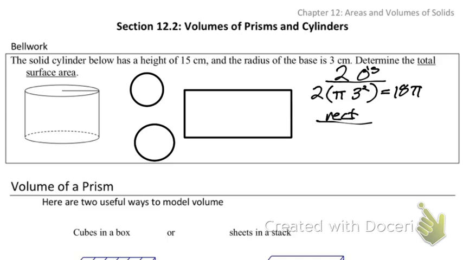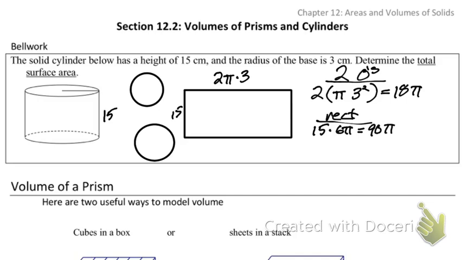The area of a rectangle is length times width. Well, it says the height is 15. So if the height of our object is 15, that means the height of our rectangle is also 15. Now the length of this is going to be the circumference of the circle. And the circumference is 2 pi r, where that r is actually that 3. So it's 2 times pi times 3, which is 6 pi. So our rectangle is going to be 15 times 6 pi. Well, that's going to come out to 90 pi.